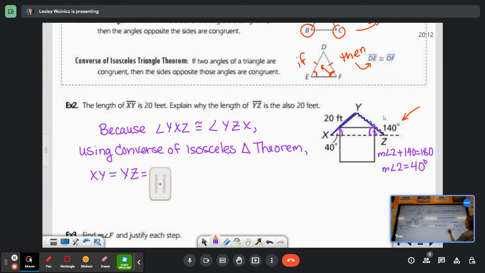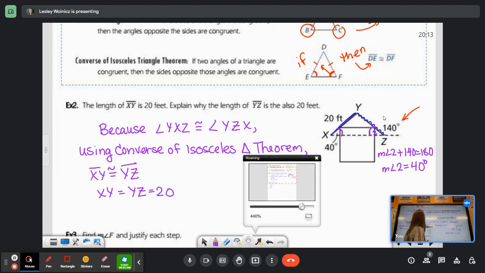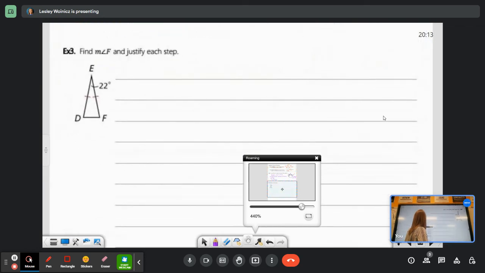Actually, let's write it this way. These two are congruent, okay? Therefore, their measures are equal. So we'll say XY equals YZ equals 20. That's better. That other way was making me feel itchy. I didn't like it. All right, so we got the base angles congruent to each other. So we use the converse of the isosceles triangle theorem. That means their opposite sides are congruent, and then their measures are equal. Ta-da! All right, let's do this one.